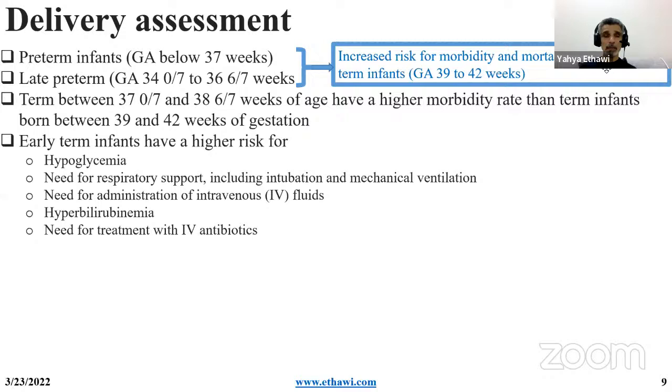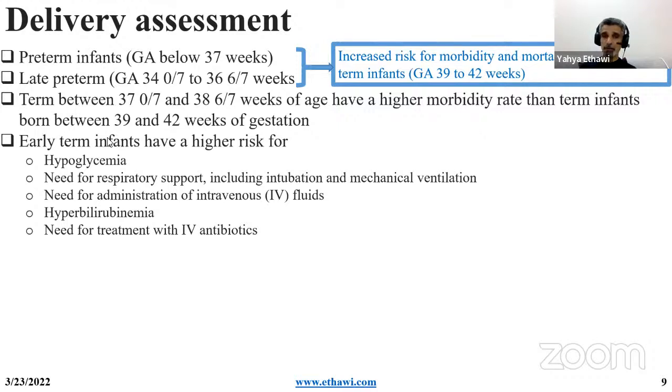So preterm, when you say preterm, is any baby less than 37 completed weeks. Late preterm means 34 to 36 plus 6. And term is 37 plus 0 to 38 plus 6. And there is early term and there is late term.